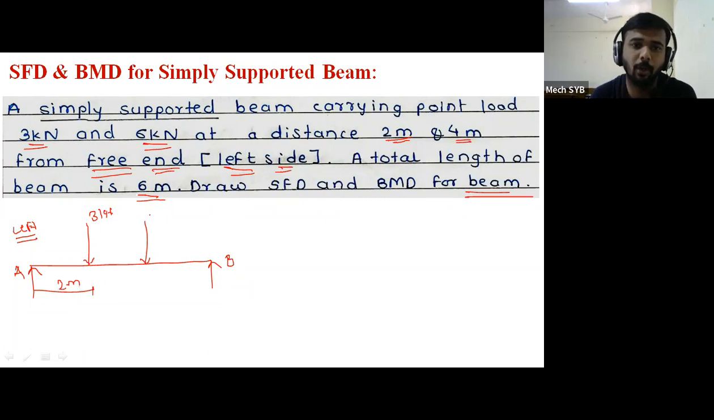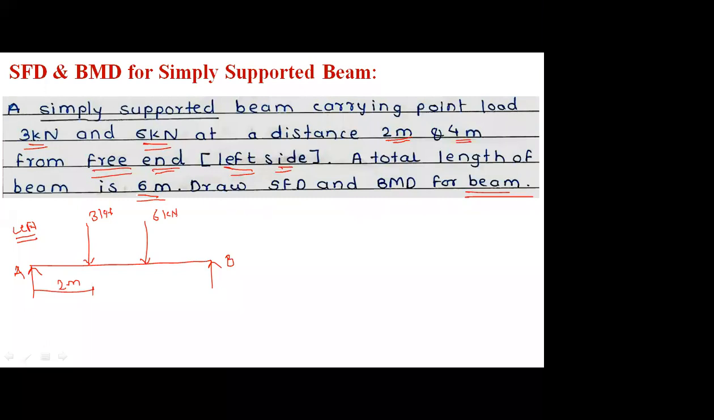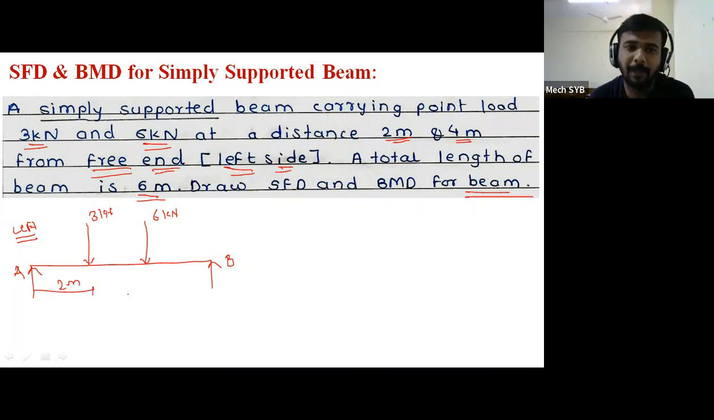Then what is the next point load? 6 kilonewton. What is the distance from the left side? 4 meter. See, it is 4 meter from the left side. Then if this is point C and this is point D, that means there is a point load at point C and a point load at point D. So what is the CD distance?